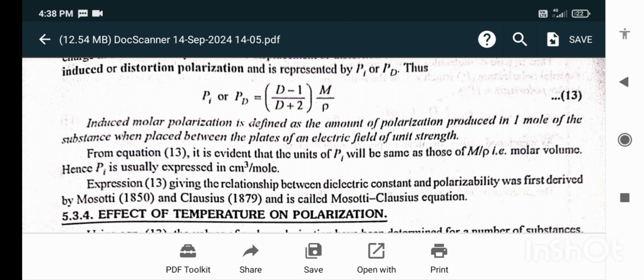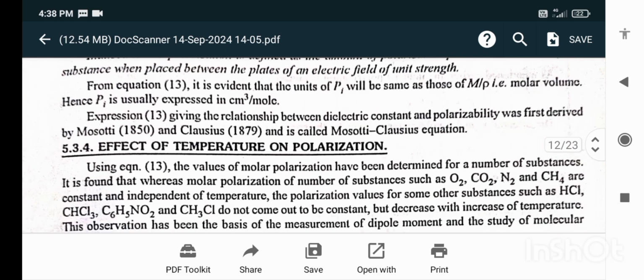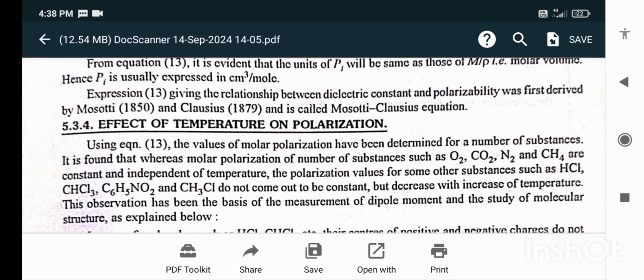From equation 13, it is evident that the units of Pi will be the same as those of molar volume. Hence, Pi is usually expressed in cubic centimeters per mole. Expression 13, which gives the relationship between dielectric constant and polarizability, was first derived by Mossotti and Clausius and is called the Clausius-Mossotti equation. Effect of temperature on polarization.